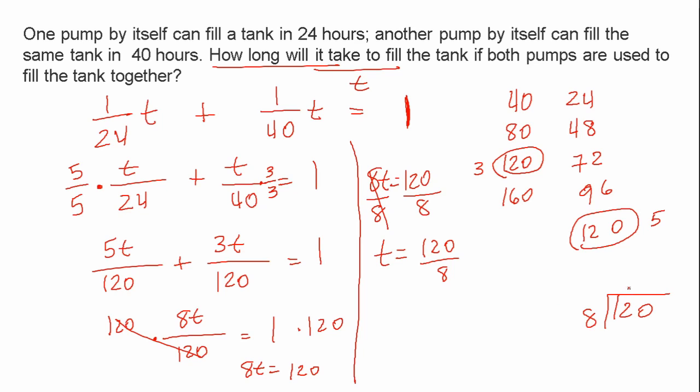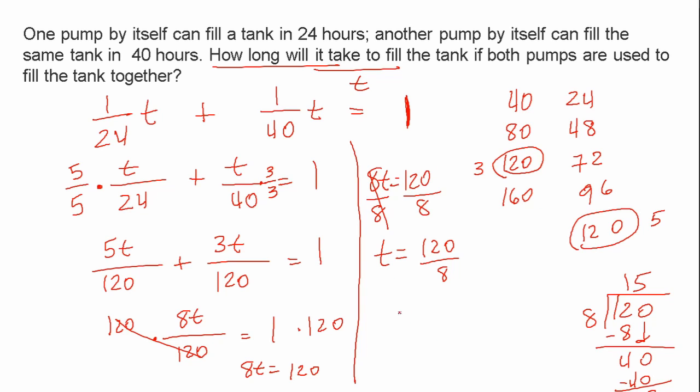8 goes into 12 one time without going over. 8 times 1 is 8. 12 minus 8, 8, 9, 10, 11, 12, that's 4. Drop down this 0. 8 goes into 40 5 times without going over. 8 times 5 is 40, so we can see there's no remainder.